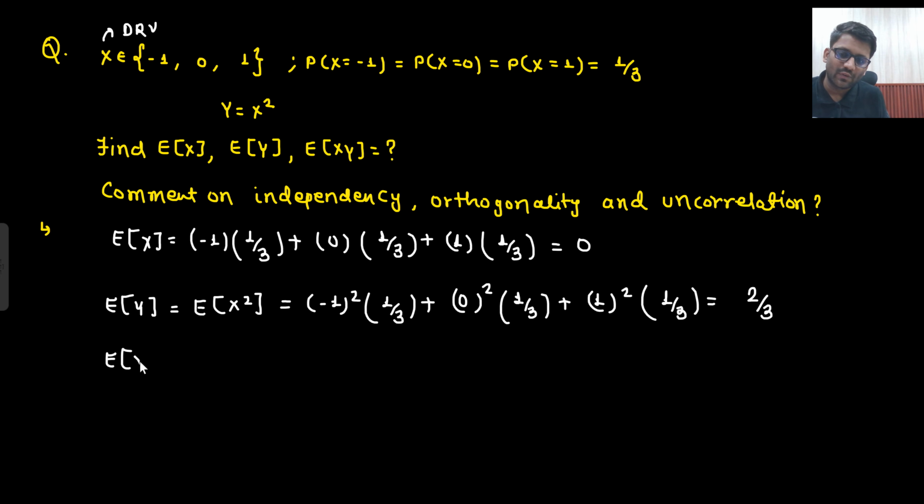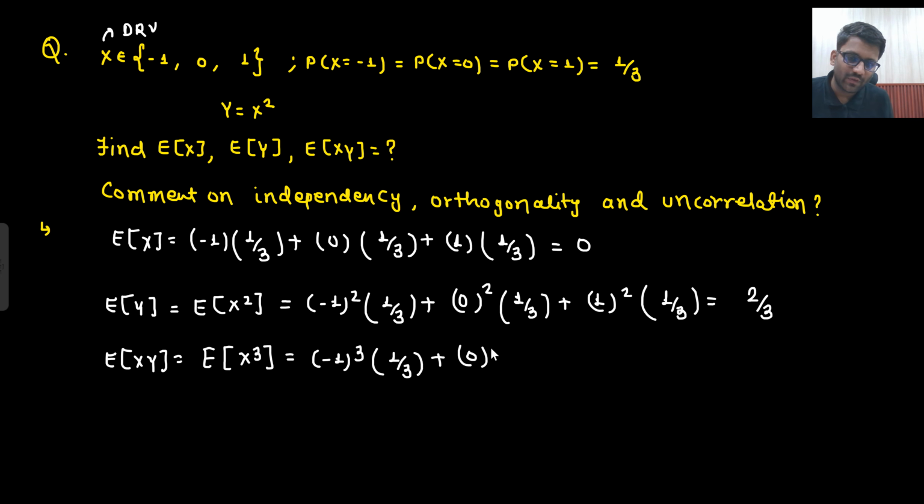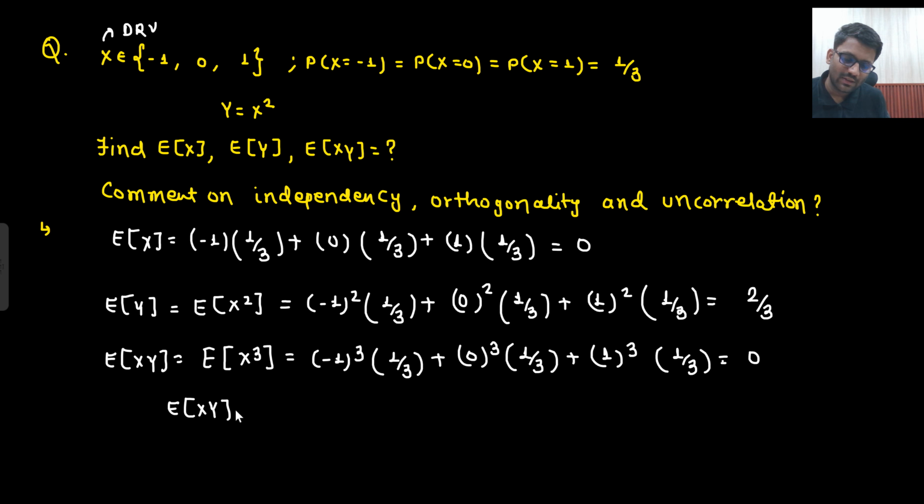Next I need to find expectation of xy. So what do you think what I will do? X and y are having some relation, no? So x cube. In place of y I need to put x square. So x into x square will be x cube. So what I will do? You will do the cube of x and multiply with its probability. So what you will be getting? Minus 1 by 3 plus 1 by 3, again 0. So what do you see here? Expectation of xy is coming out to be expectation of x dot expectation of y.